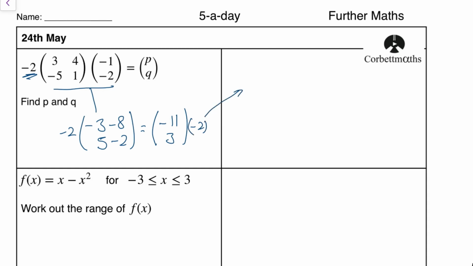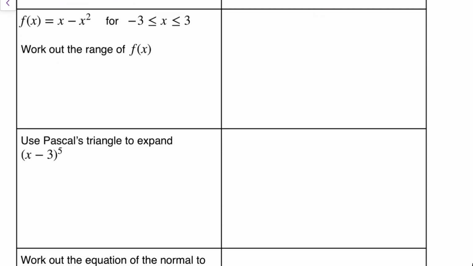And that tells me that minus 2 times minus 11 is 22. And minus 2 times 3 is minus 6. And that's equal to P and Q. And although you will get answer lines anyway, let's just be really clear about my answer here. So therefore, P is equal to 22 and Q is equal to minus 6. First question done. Next question.